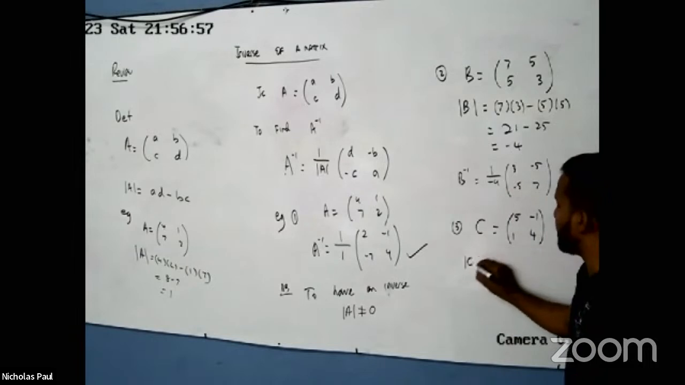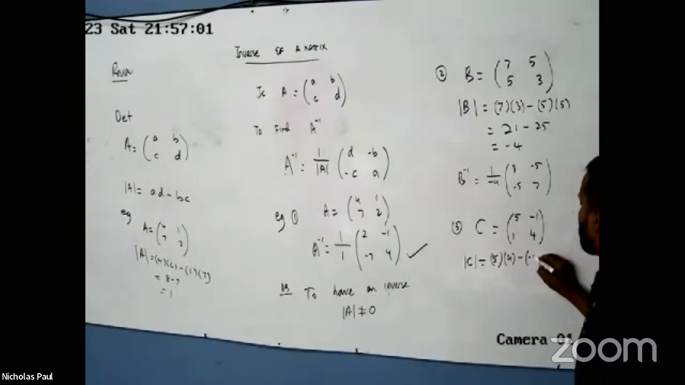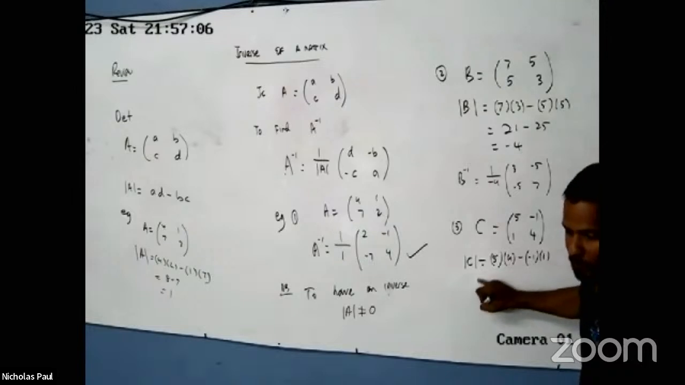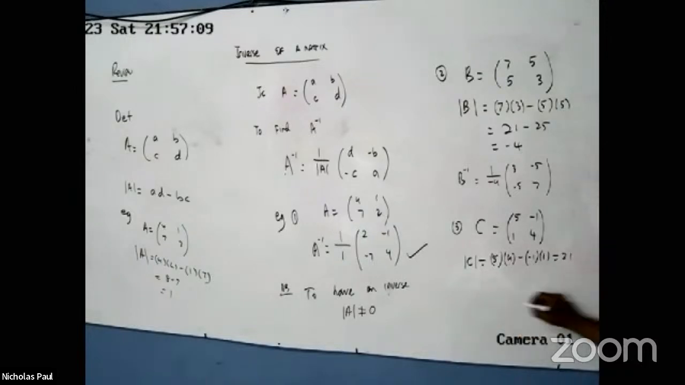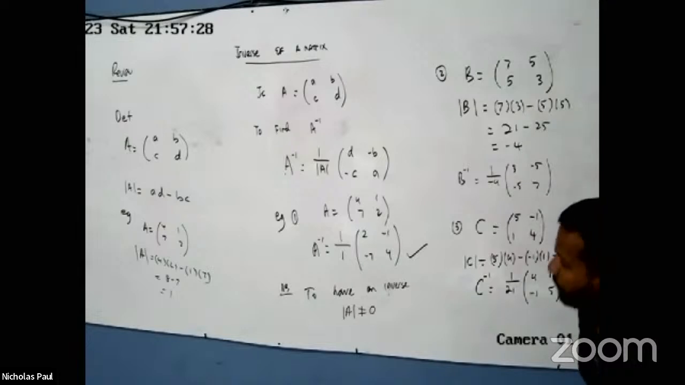So first thing first, determinant. That's 5 by 4, that's 20, minus 1 by 1. So that's 20 plus 1. 20 plus 1 is 21, right? So C inverse is 1 over 21 by [4, -1; -1, 5], changing the signs here. This becomes positive 1, this becomes negative 1. Okay? That's how simple inverse is.